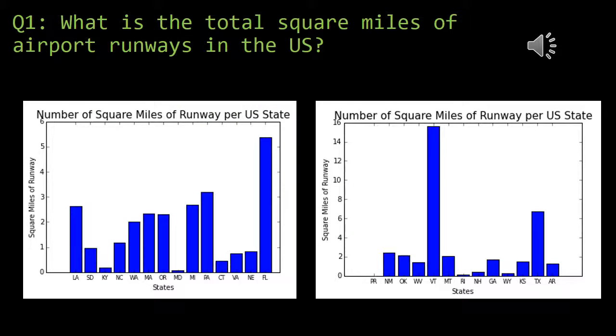For my first question, I wanted to look at the total number of square miles of runway in the US. So I started by writing a for loop to go through all the airports and calculate the total area. And as you saw in my abstraction, the length and width of runways was in meters, so I had to convert that to miles. I had to break it up into 4 bar charts to fit all 52 states, including DC and Puerto Rico. And I looked at how many square miles of runway there was in each state.